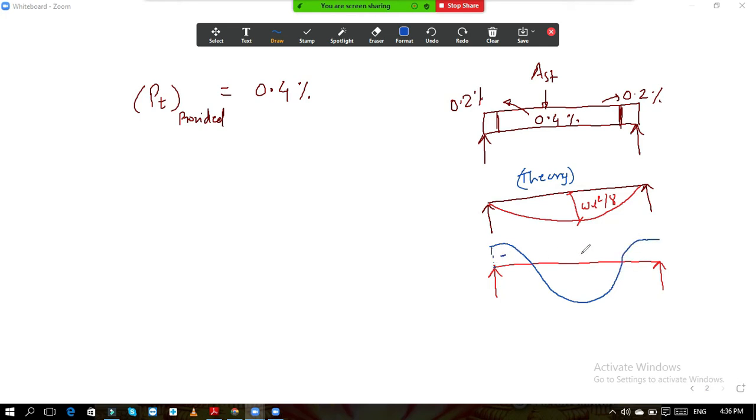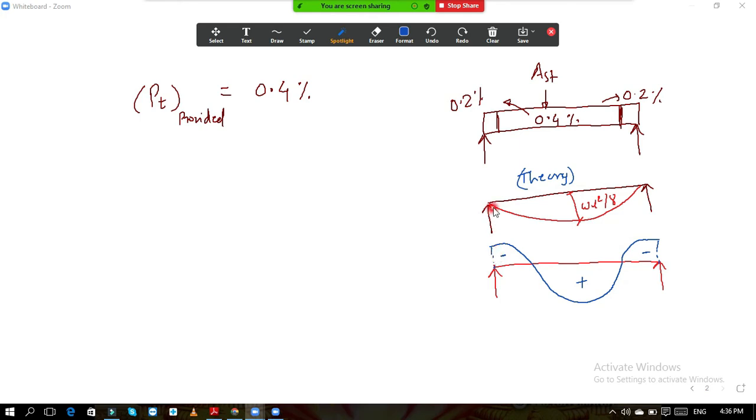Some negative or hogging bending moment is developed at the support and positive bending moment at the center. Pay attention here, this is a very important point. This is your sagging bending moment. To resist this bending moment, this 0.4 percentage of steel is provided in the slab at the center, at this portion. But what about this remaining portion?